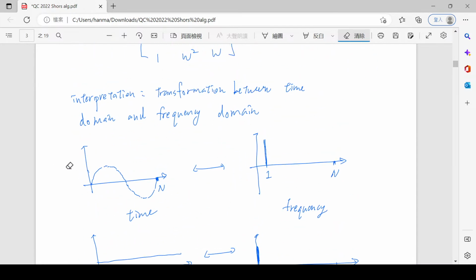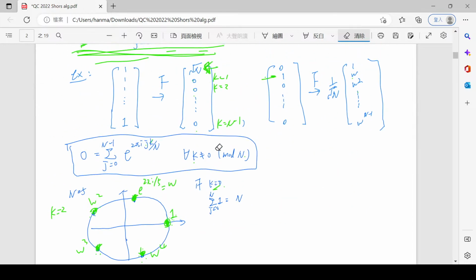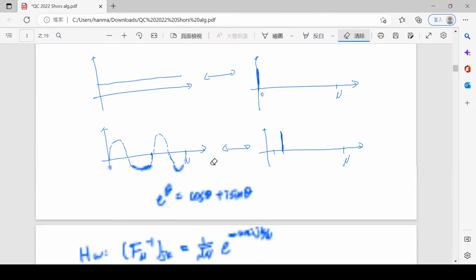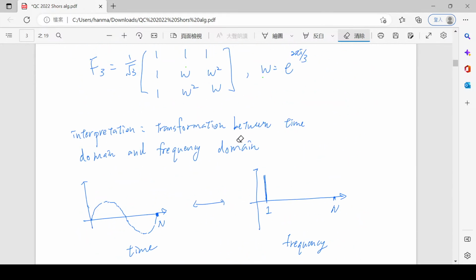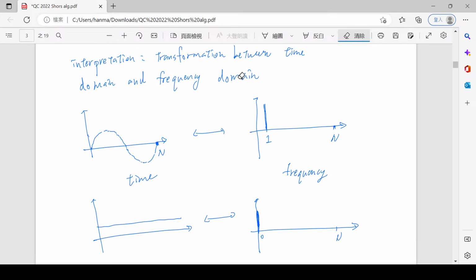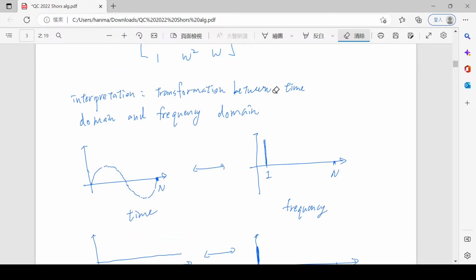And let's talk a little bit about interpretations and why we want to write it in this way. This is not related to quantum algorithms, but something nice to know. So why is the Fourier transform important? Because you transform your signal between the time domain and the frequency domain. Although I think the notation here is a bit weird, let's suppose this is true.